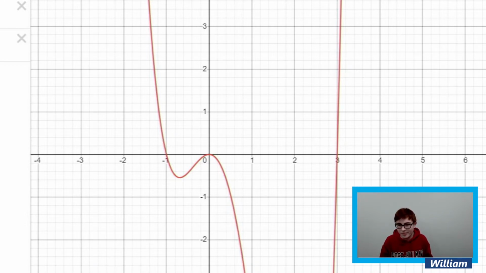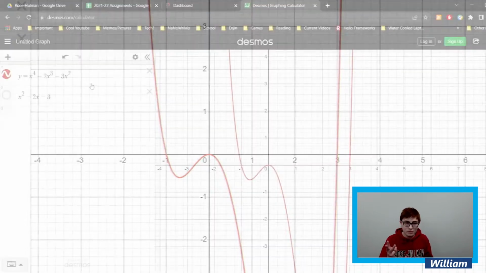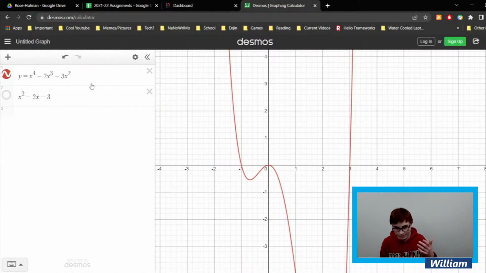Also, if you have a cubic function, like x cubed minus 2x squared minus 3x, that is actually just going to have 3 roots, not more than 3 or less than 3, because a cubic function is x cubed, or x to the 3rd.